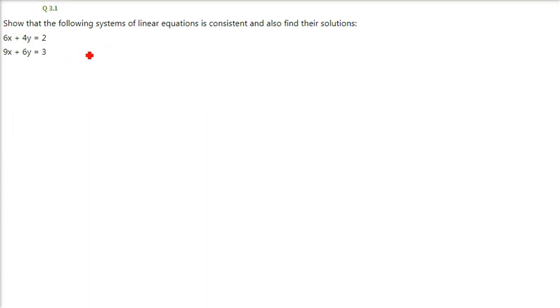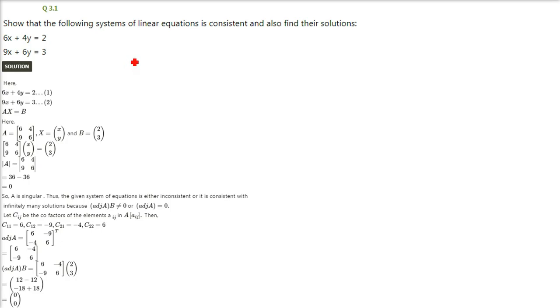Now show that the following system of linear equations is consistent and also find their solutions. So before we go ahead with this question, let me give you the actual theory behind it. For example, these are just lines. 6x plus 4y equals 2. You can equate it with y equals mx plus c. You can also equate it with ax plus by plus c equals 0, or ax plus by equals negative c. So there can be two lines which are same.